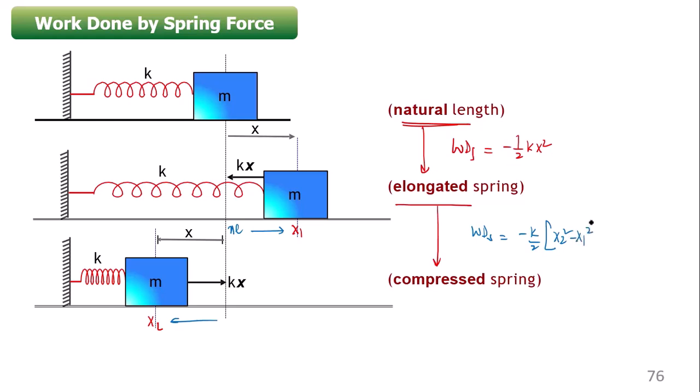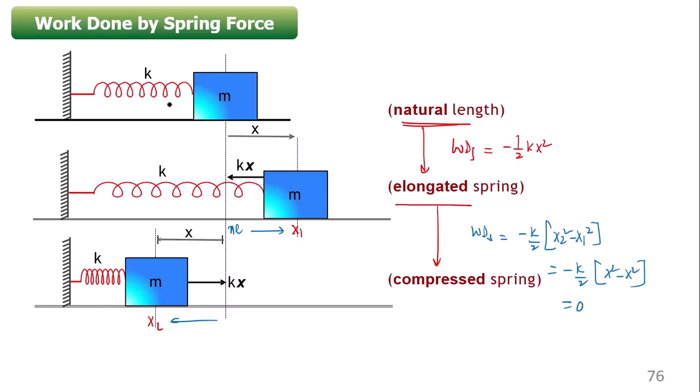What is x2? X2 is the final. Final is x, initial is also x. So can I write minus k by 2 (x square minus x square)? No. So x2 is the final compressed position, and x1 is the initial elongated position. So here the work will become easy.